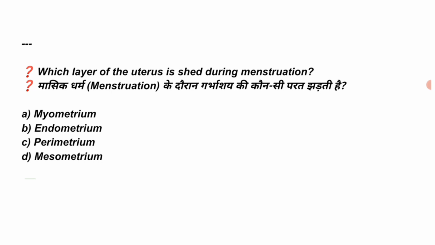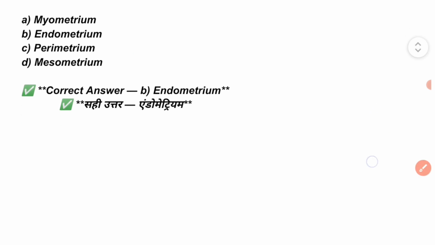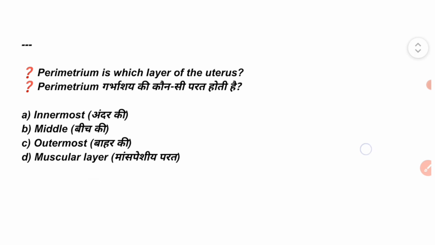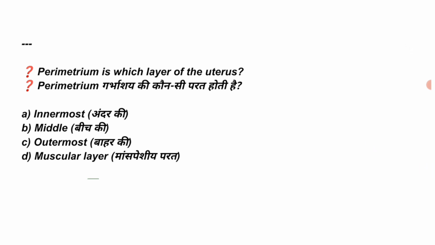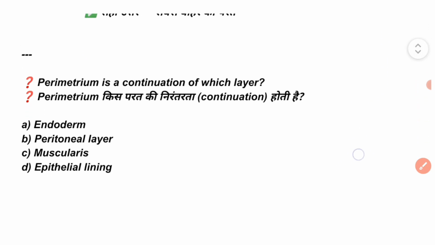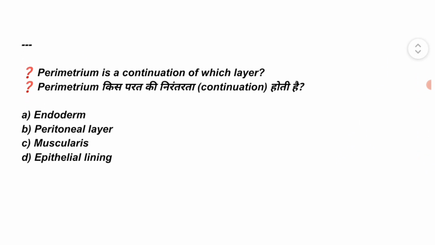The right answer is option B. Endometrium. Next question. Perimetrium is which layer of the uterus? The right answer is option C. Outermost. Next question. Perimetrium is a continuation of which layer? The right answer is option B.